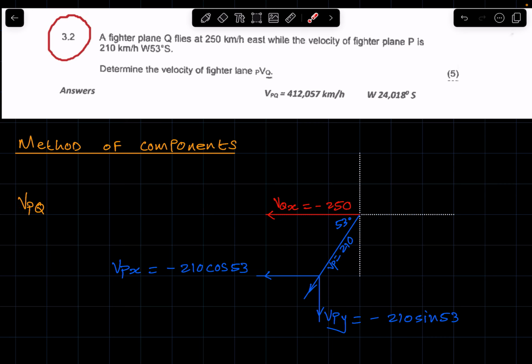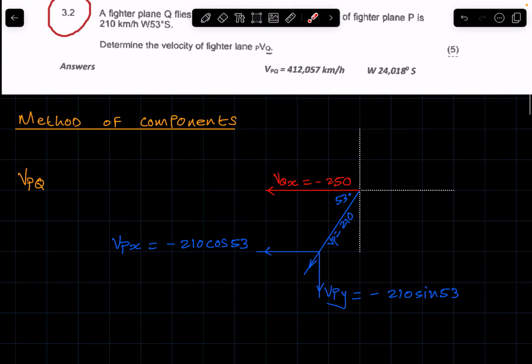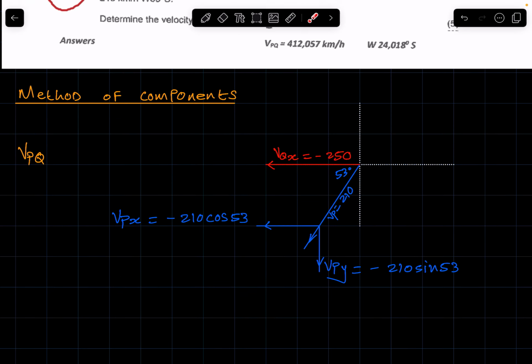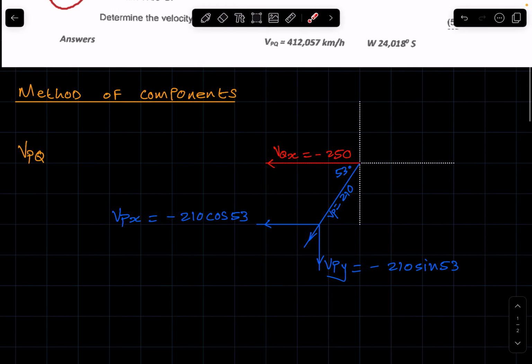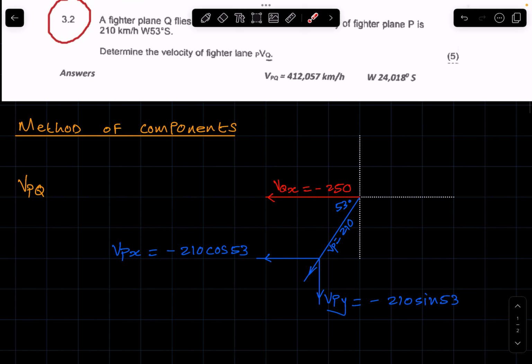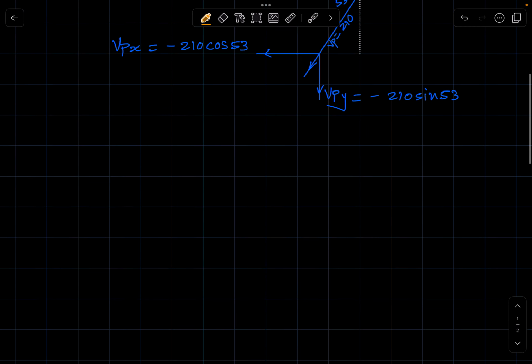So what we are looking for is the velocity of P relative to Q. This here is essentially the resultant of both these vectors. Hence, seeing that we're using the method of components, we are going to apply conditions of equilibrium by first determining the components of this resultant. So the component of VPQ in the x direction as well as the component of VPQ in the y direction.